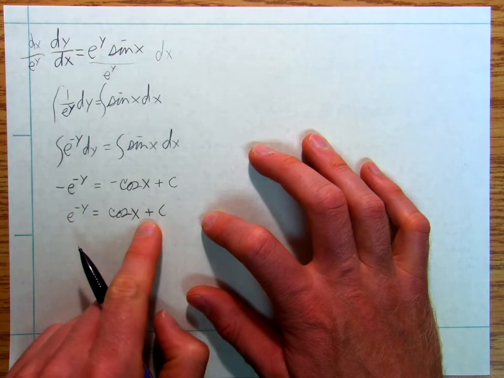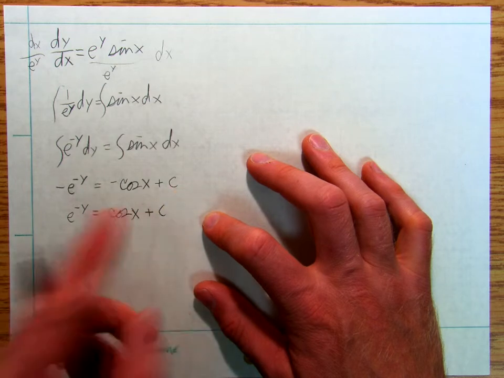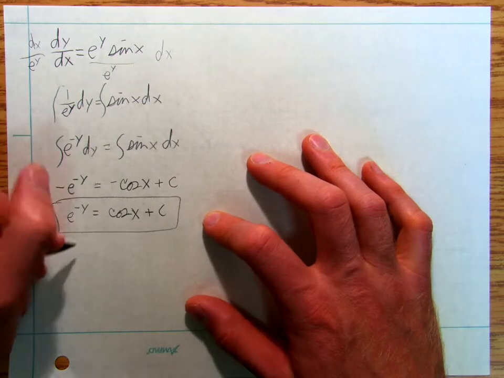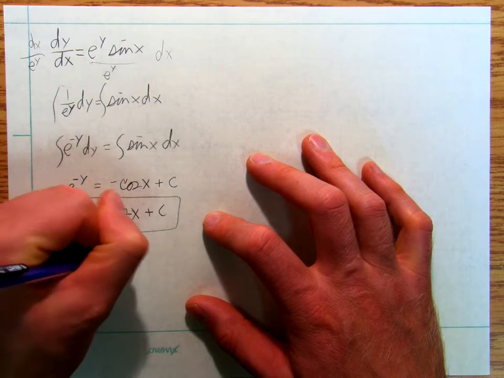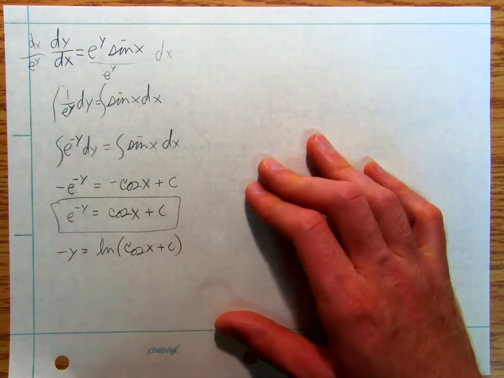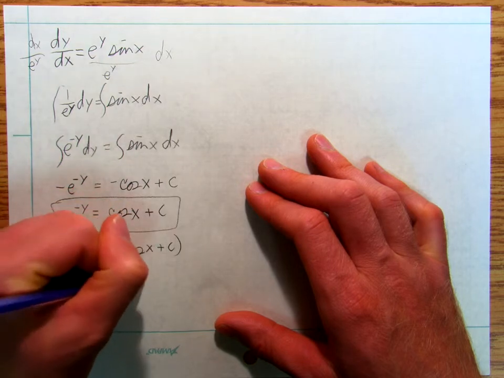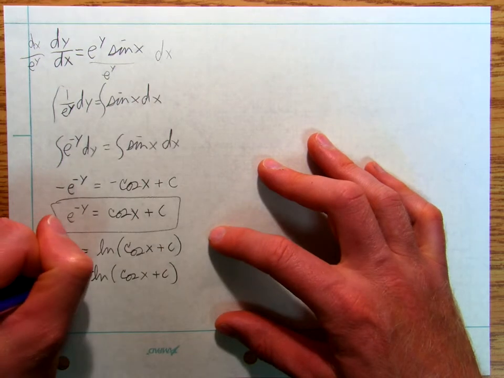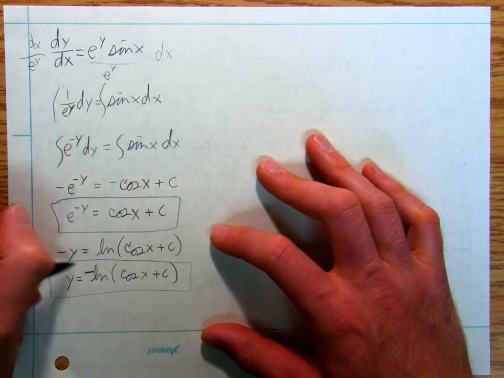Why didn't I change that from positive to negative? Because it's an unknown constant. So now if that was positive, now that's negative, but it's still unknown. So that's one way of expressing it. Then I could also say that negative y is equal to the ln of cosine x plus c. Now here the c gets locked in the parentheses, and I could say y is equal to ln of cosine x plus c. And so that's another way of writing that one.